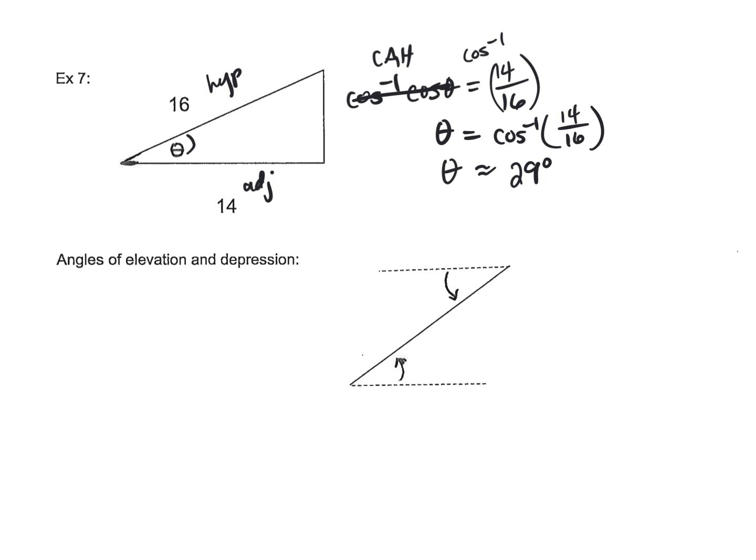So now, angles of elevation and angles of depression. You remember these? This is the last of the easy stuff we're going to look at today. Angle of elevation means what? Up. Depression means, so from the horizontal is where we measure. This is the horizontal, right? So from the horizontal, we are looking down here. So this would be an angle of depression.